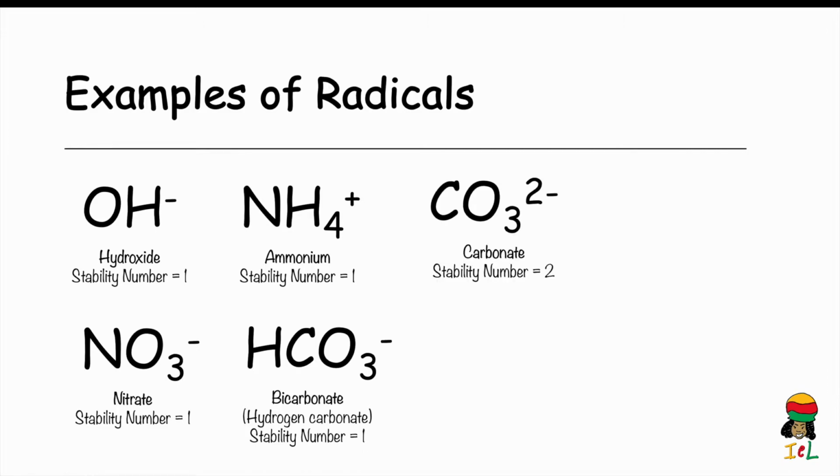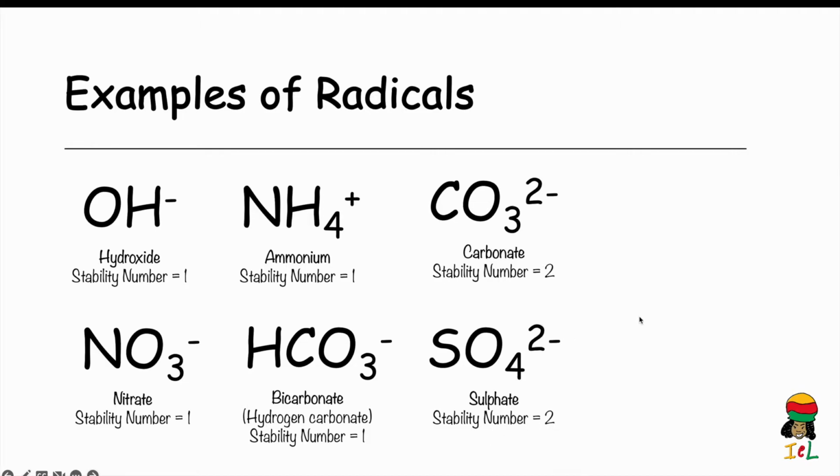There is carbonate, CO3 2-. This radical consists of 1 carbon bonding with 3 oxygen atoms, forming a stable polyatomic ion with a charge of 2 negative. Seeing that there are 2 negative charges, the stability number is 2. Sulfate is also a radical. It consists of 1 sulfur bonding with 4 oxygen atoms and having a charge of 2-. As a result, the stability number is 2.